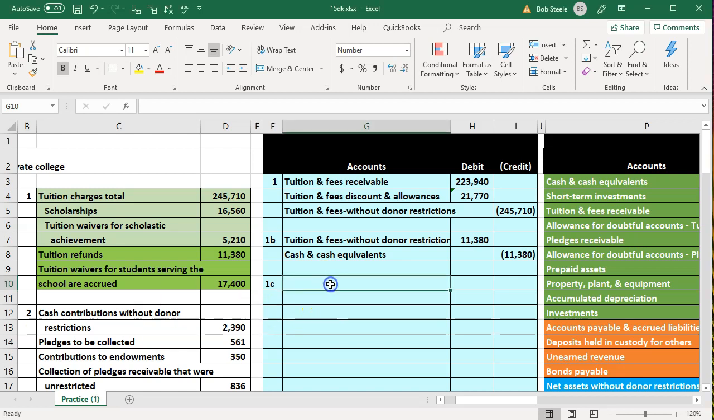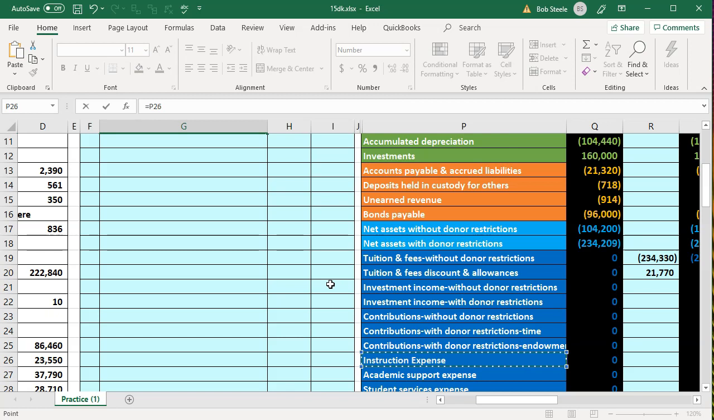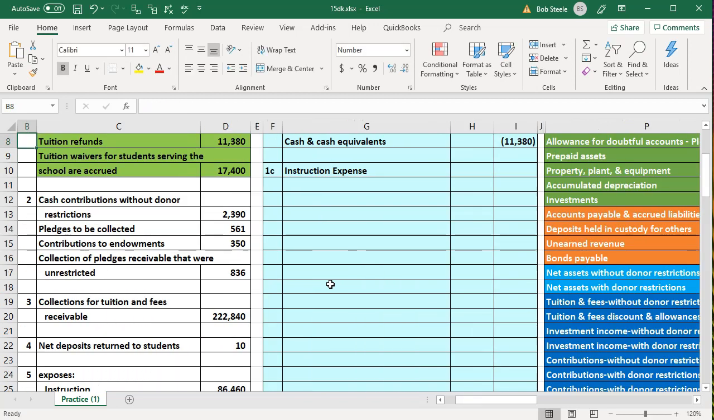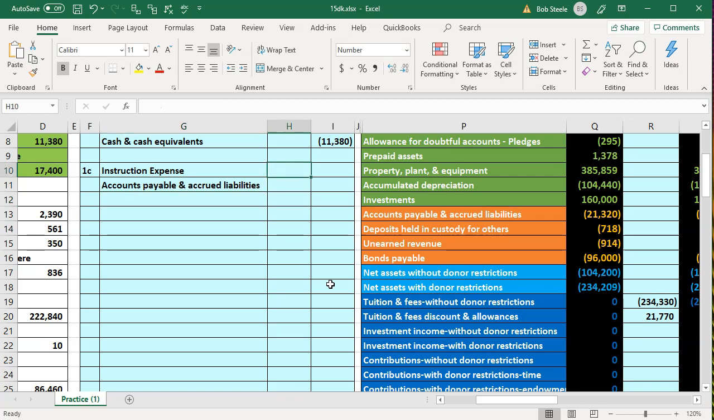So we're going to record then an expense for the instruction expense. We're going to say it's part of the instruction that they are doing. So we're going to record an expense. So we'll say we have instruction expense down below. And then the second half of it is going to be, we're going to say they've accrued the waiver, and therefore we haven't yet provided the waiver. So therefore we're going to have a liability account, and we're going to call it accounts payable and accrued liabilities. Accounts payable and accrued liabilities, that's going to be for the amount of 17,400. That of course will be the debit and the credit.